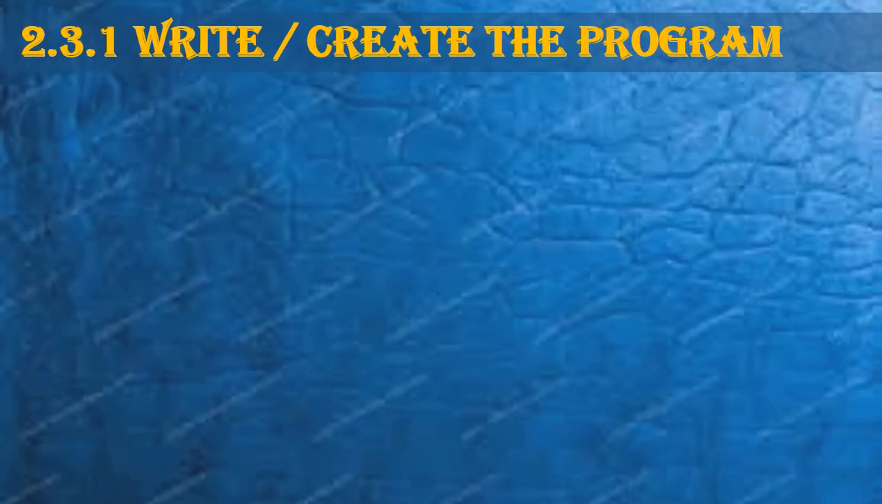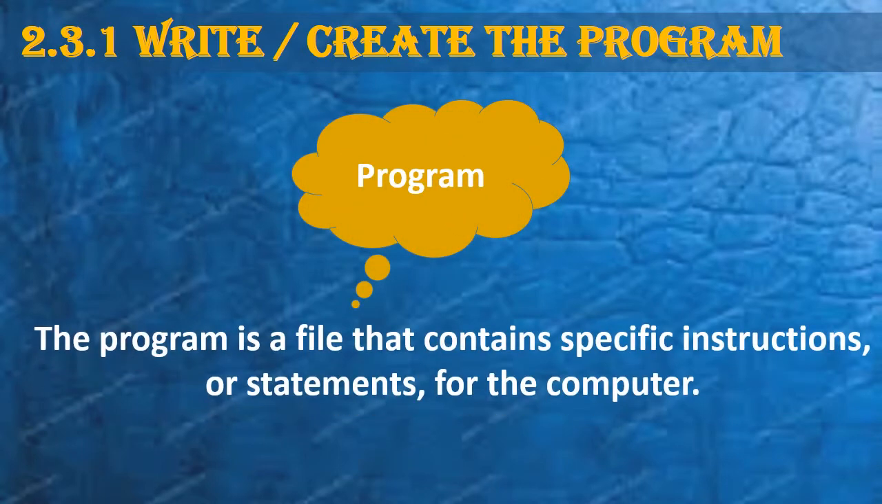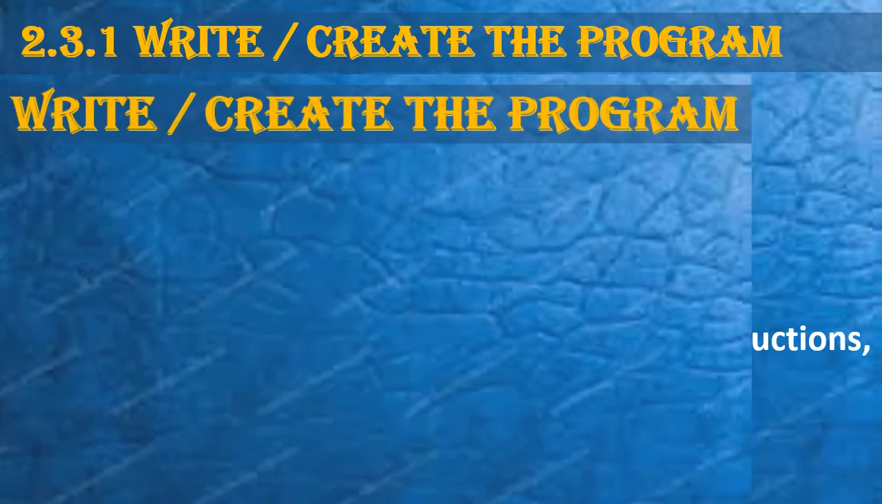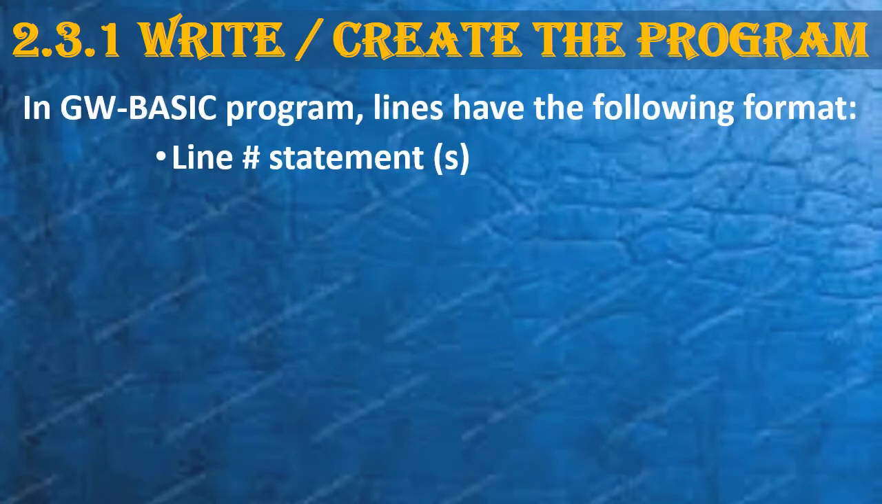Now it's time to learn how to write GWBasic programs. But wait a second, what is a program? A program is a file that contains specific instructions or statements for the computer. So we are going to type a program which contains instructions for the computer. While writing the program, you have to remember a few things. In GWBasic, the lines have the following format: line number and statements. Maybe one statement or maybe more than one.